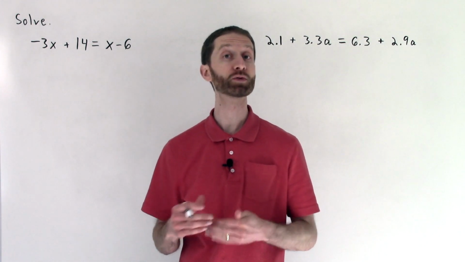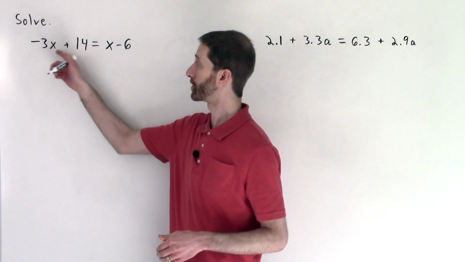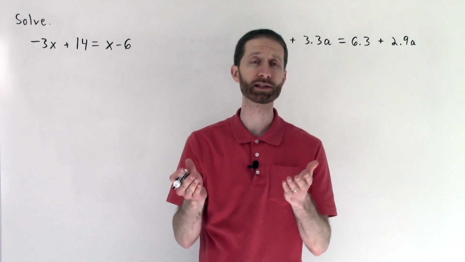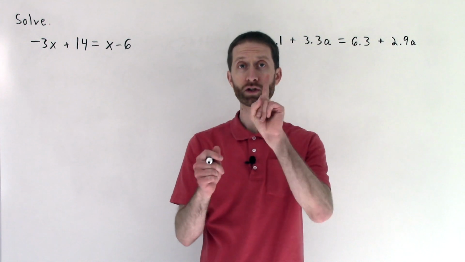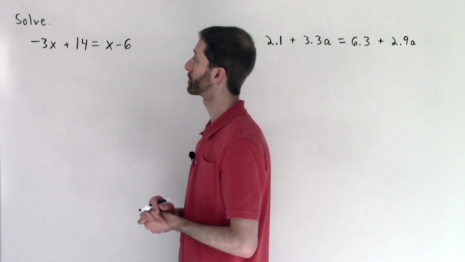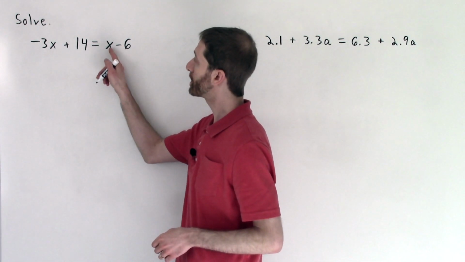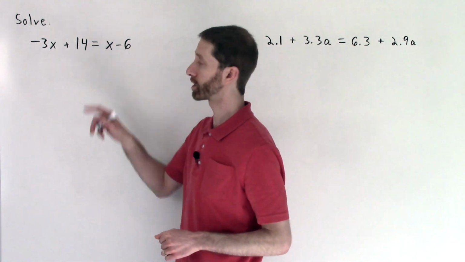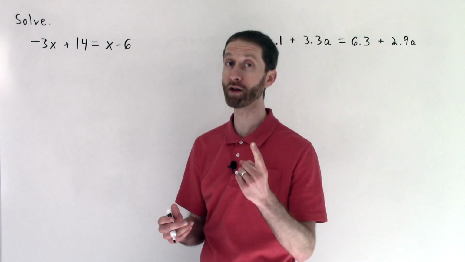What this means is we need to get it so that when we have variables on both sides of the equation, we end up, after our first step or second step, with variables on just one side of the equation. So how do we do that here? Well, you have options. We could either move this x value to the left side or move the minus 3x to the right side. I'll show you how to do one of those.